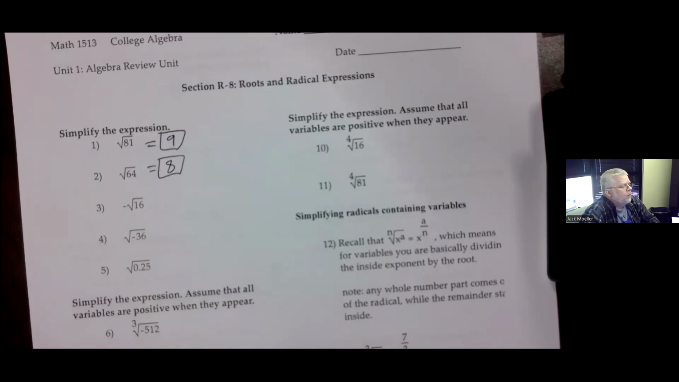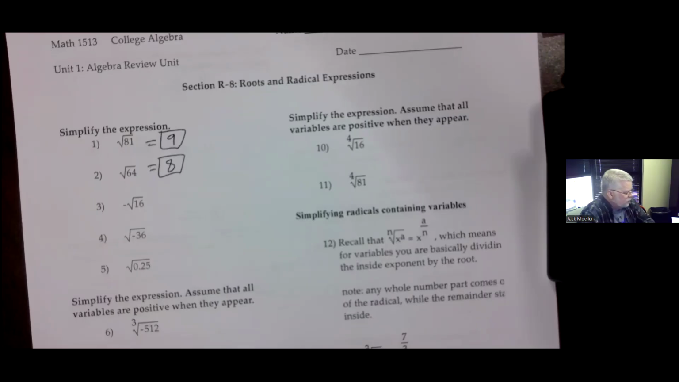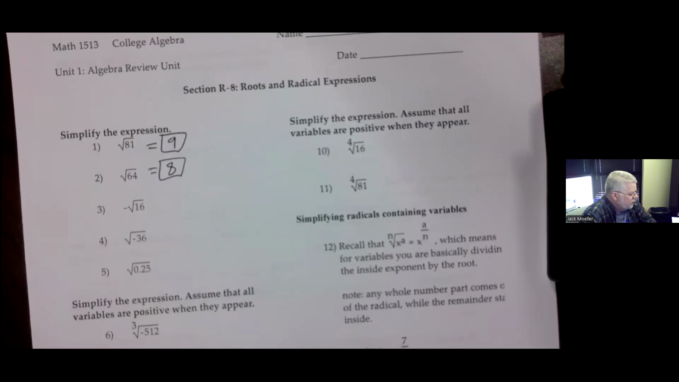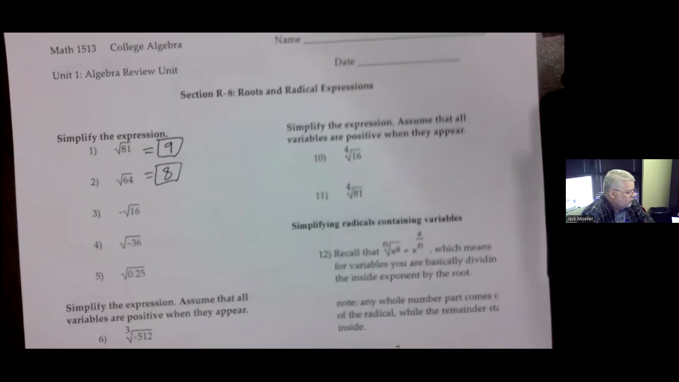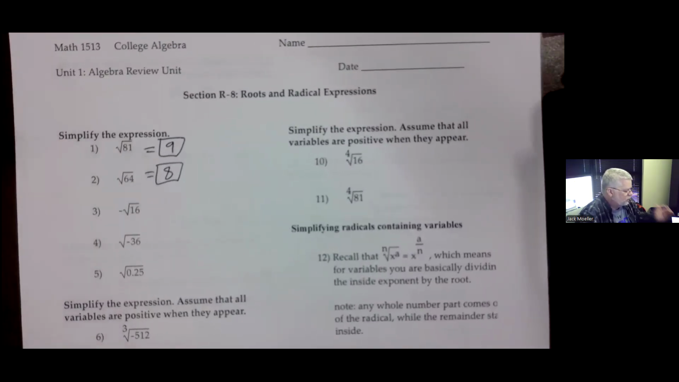If you haven't seen square roots in a while, a common mistake is people tend to divide by 2. For example, for the square root of 64, I see students do 32. But remember, the square root looks a lot like the division symbol, but it's got that little check on the front. So just watch out for that.